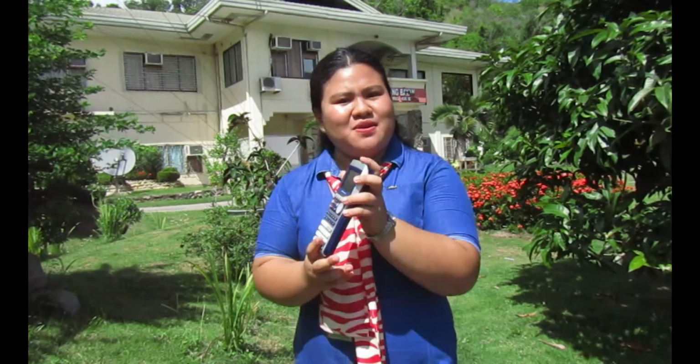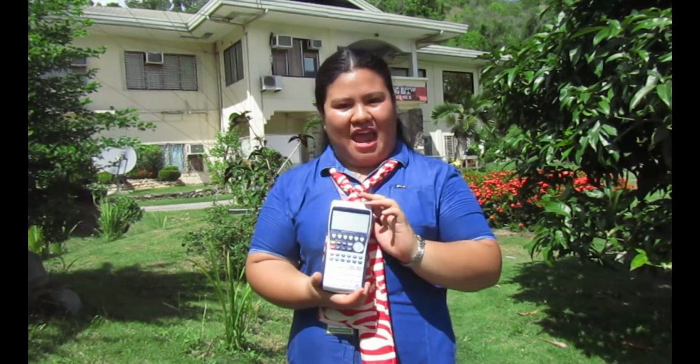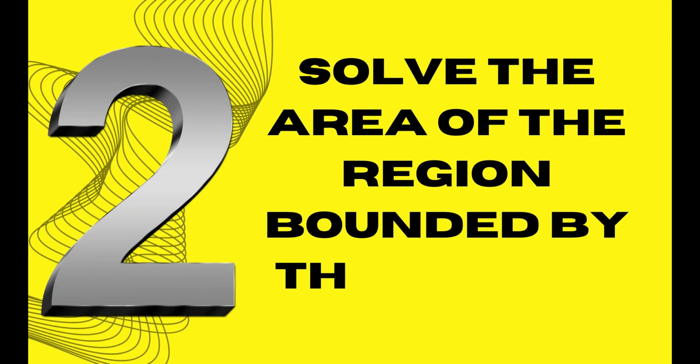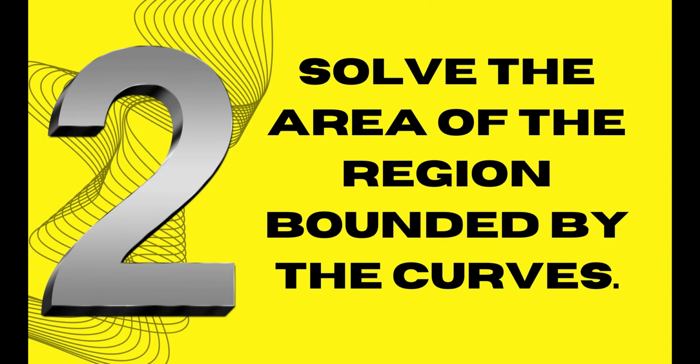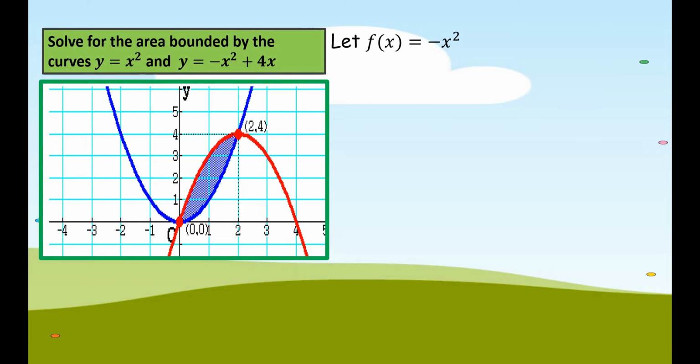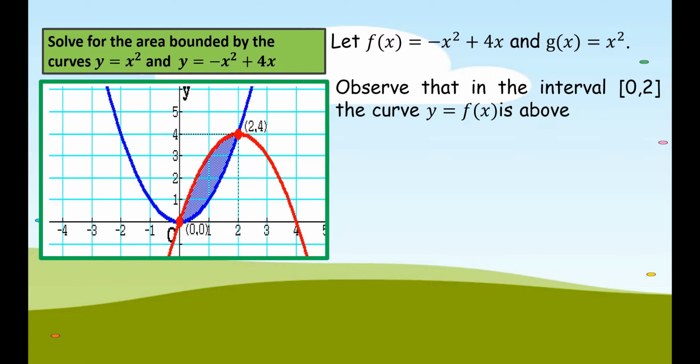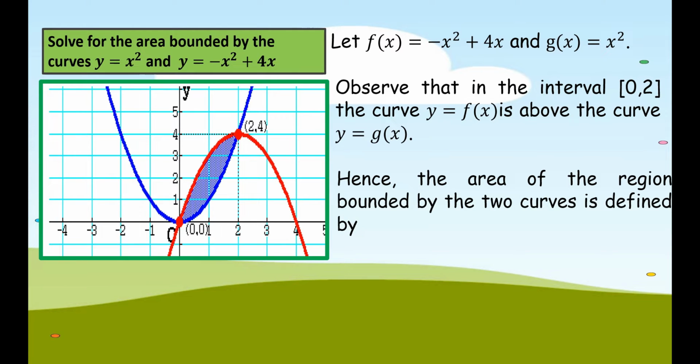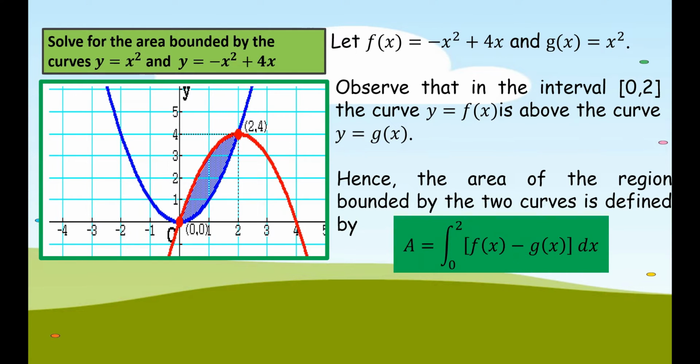You see, with the use of this graphing calculator, we were able to see the graph in no time. Now, step 2. We will solve for the area of the region bounded by the two curves. Let f of x equals negative x squared plus 4x and g of x equals x squared. Observe that in the interval 0 to 2, the curve y equals f of x is above the curve y equals g of x. Hence, the area of the region bounded by the two curves is defined by A equals the integral of f of x minus g of x dx, evaluated from 0 to 2.